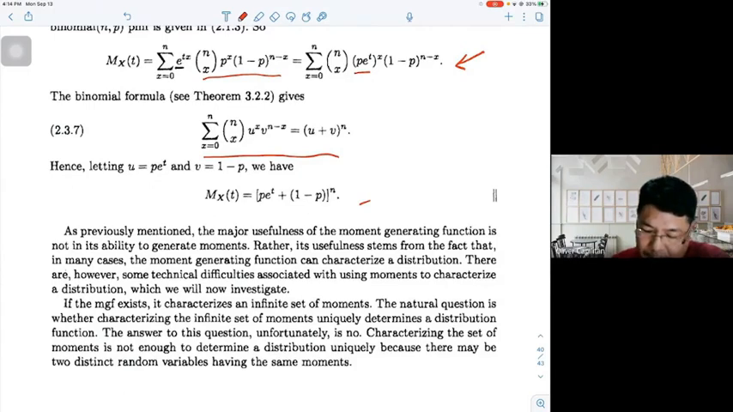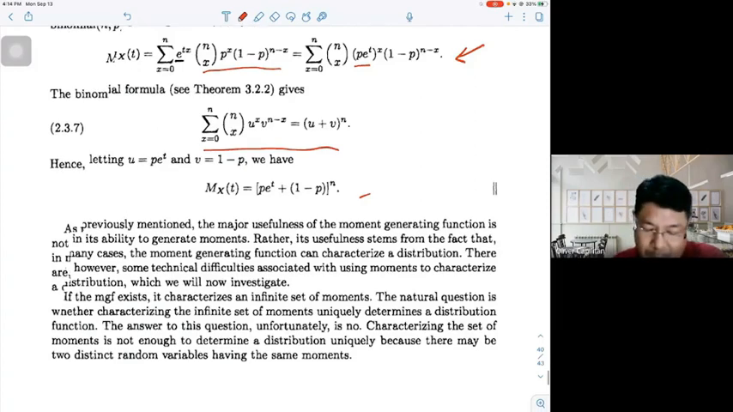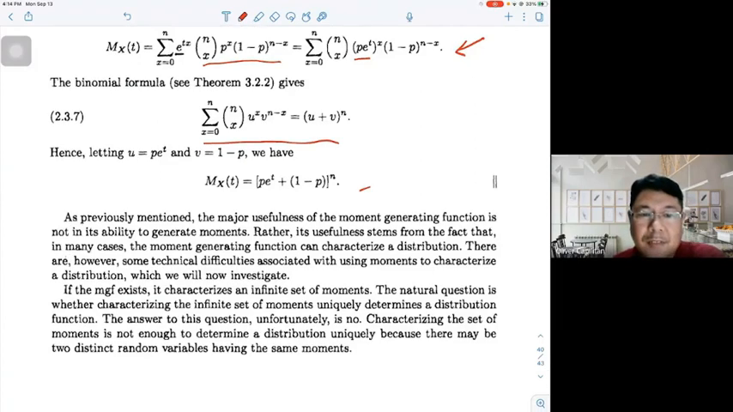We have here a remark. There are, however, some technical difficulties associated with using moments to characterize a distribution. So if the moment generating function exists, it characterizes an infinite set of moments. Take note of that. Kung meron tayong moment generating function, it characterizes an infinite set of moments.